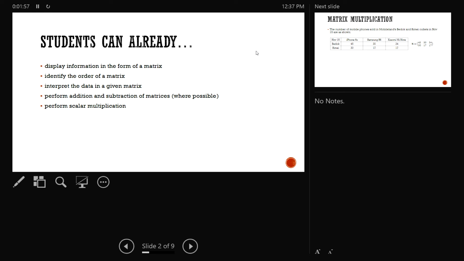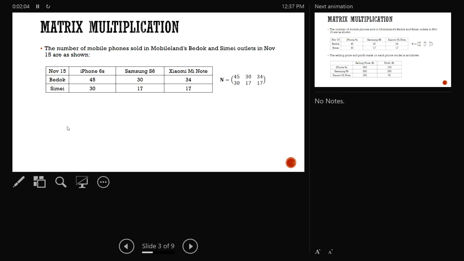Okay. Then can you do scalar multiplication? It's just a number multiplied by all the elements inside. Okay, next. Today is our matrix multiplication. So this is an introduction to what it is about.